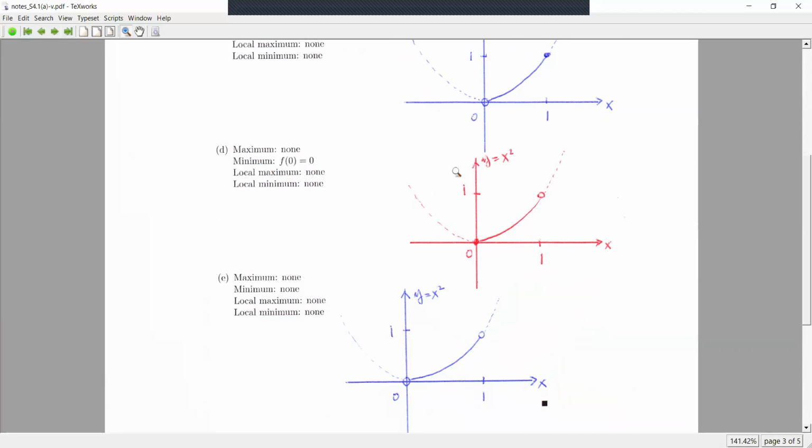Maximum. This point is the maximum point, but this point is not part of the portion that we are considering. So the answer is none.